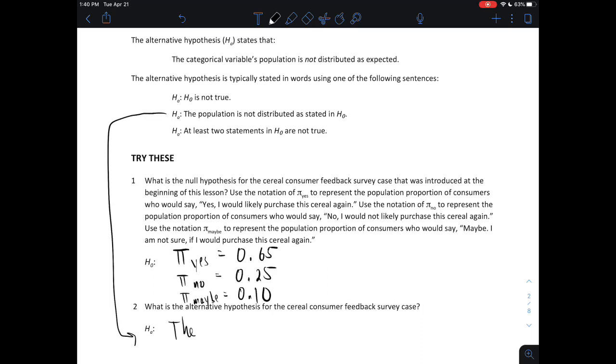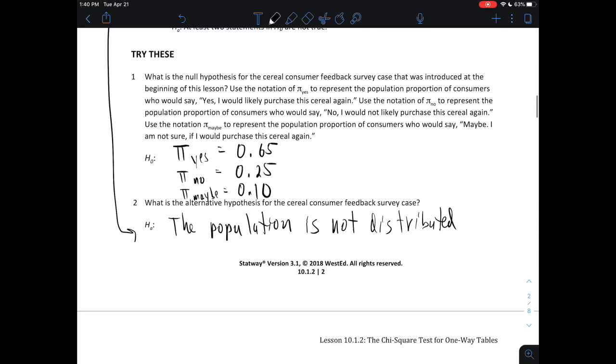So the population is not distributed as stated in the null hypothesis. So as stated in H sub 0.